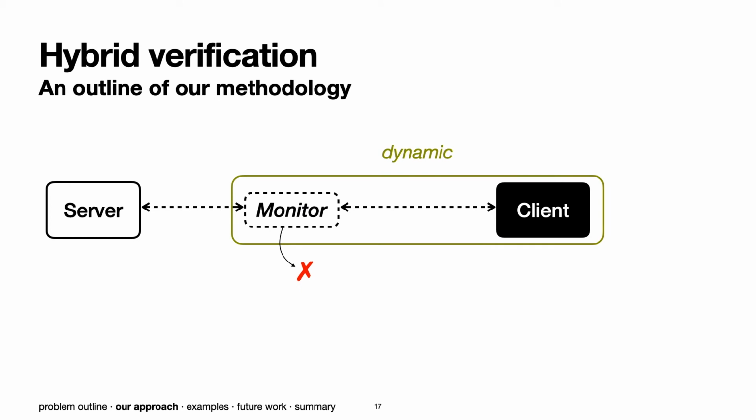The second important role of the monitor is that it dynamically analyzes the messages sent by the client. All messages sent by the client are first analyzed by the monitor, and if they violate the protocol, the monitor raises a violation. Otherwise, it would forward them to the server.